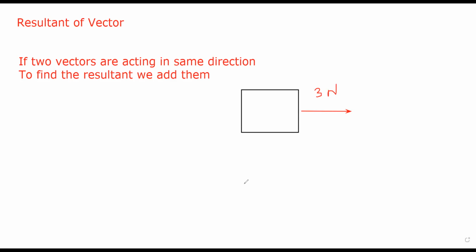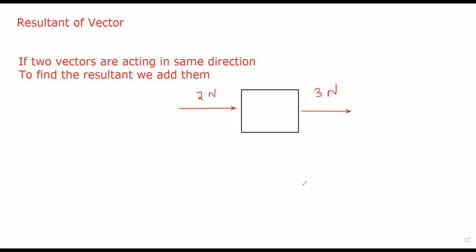A quantity which has a specific direction, we call a vector quantity. So for example, there are two forces, one is 3 Newton, another one is 2 Newton. They are acting in the same direction. And the question is, find the resultant of these vectors. How will we find the resultant of the vectors?